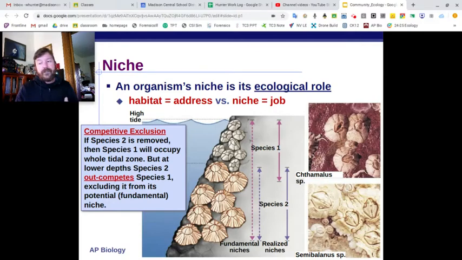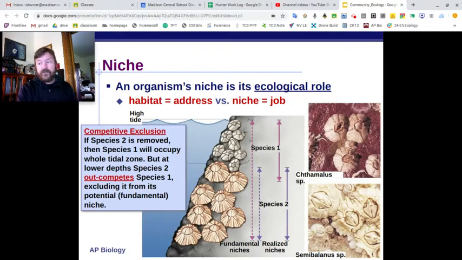So you have a concept here of fundamental niche. The fundamental niche is the entire width of the ecosystem that a species can use. The realized or recognized niche is the actual piece that they do use because of competition. If they're excluded from certain parts of the niche, then that's their realized or recognized niche.